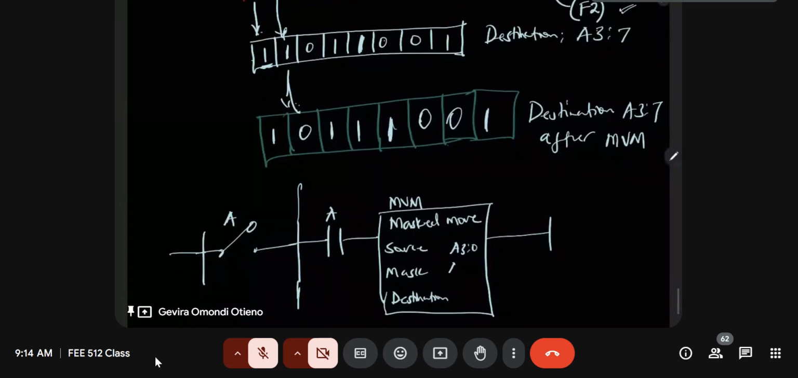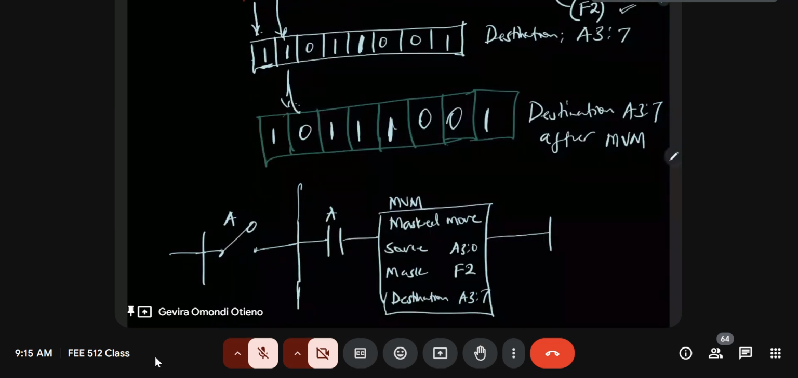This is A31. This is where I said some manufacturers will write A31, while other manufacturers will simply write F2, the hexadecimal format. It was F2, yes, like that. And then, of course, the destination address, which is A37.